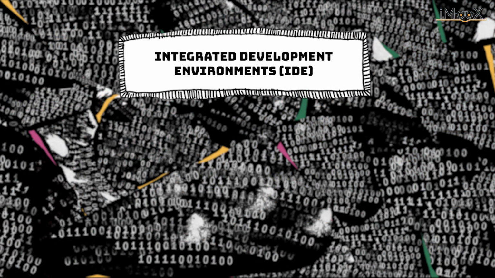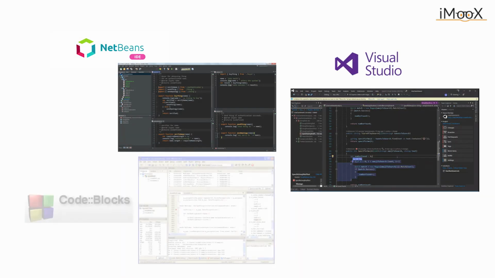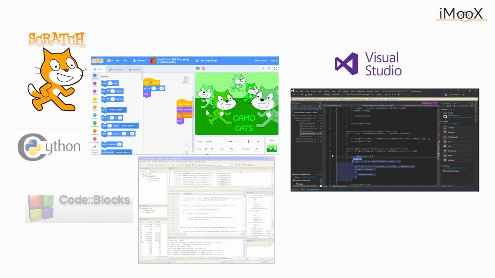Integrated Development Environments, IDE in short, are application programs that facilitate the development of software. IDEs usually have the following components: a text editor, an integrated compiler or interpreter, a linker, a debugger that supports you in finding errors in the code, and other helpful tools that undertake frequently used tasks. Examples for IDEs are NetBeans, Visual Studio, CodeBlocks, Scratch, CPython, or Android Studio.